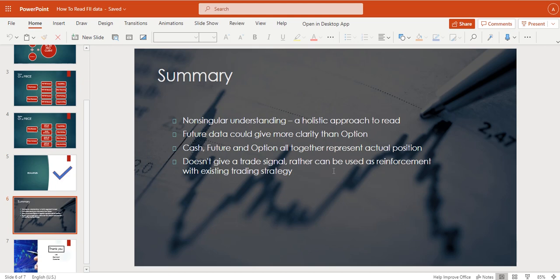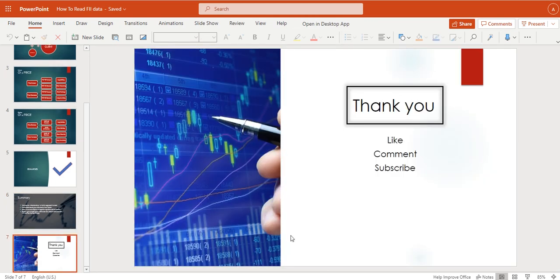For example, your technical trading strategy may be giving you a very straightforward long signal, but if you see in the data that FII, Pro or DII, everyone may be looking very bearish, you can avoid that kind of situation in your existing trading strategy. You can filter out certain triggers or signals from your trading strategy based on the holistic picture that you get by reading this data. In this video so far we have learned how to read the FII data objectively and how to incorporate this data analysis into an existing trading system.